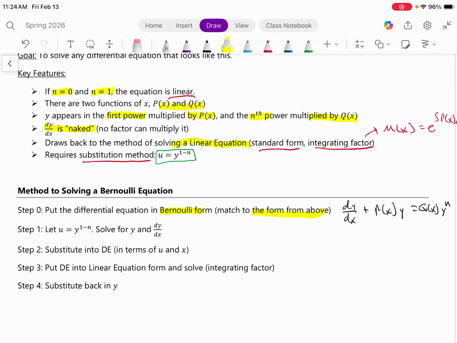So we let u, like we just mentioned, equal y to the 1 minus n. That n is coming from that power of n, this power right here. And we solve for y and the derivative dy over dx. And then we get into our substitution. We substitute these terms, u and x. We substitute, and our differential equation is going to be in terms of u and x. And so then we utilize our linear equation method that we previously learned and solve with an integrating factor, that mu of x. And then we substitute back in y at the end.